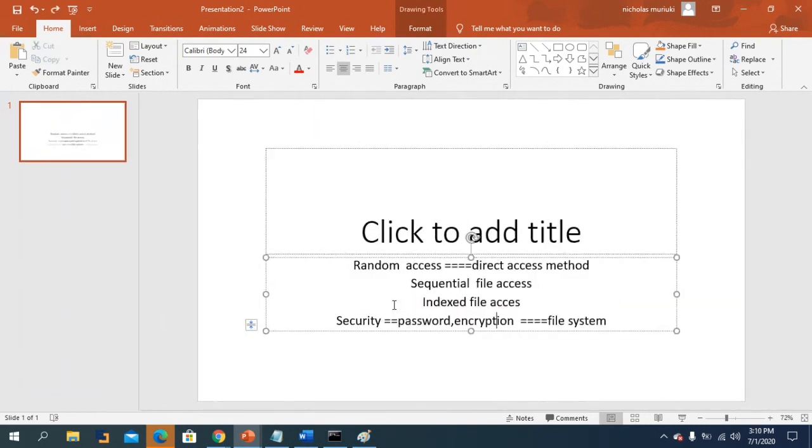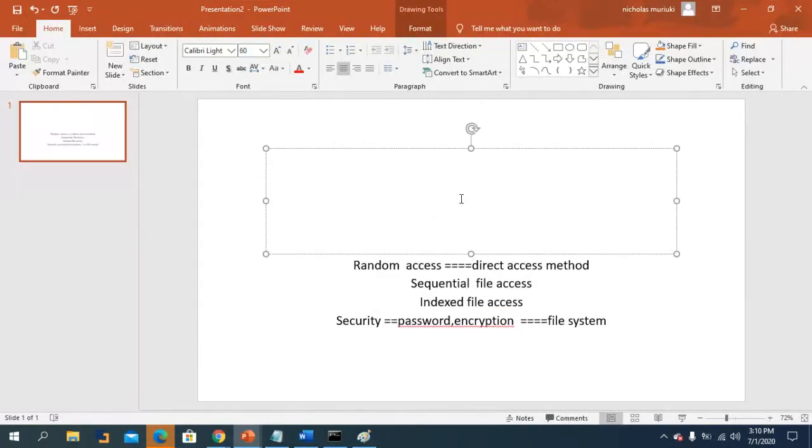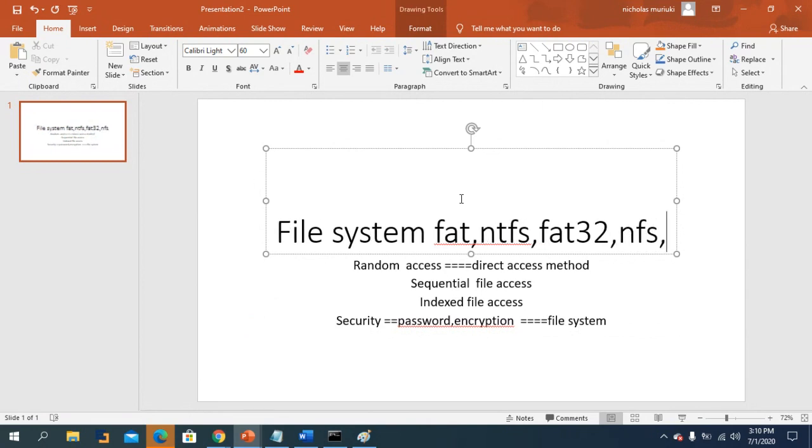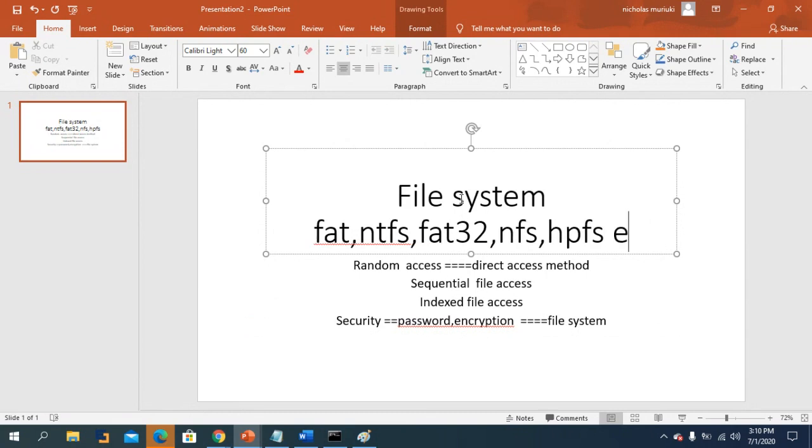You can change the mode of communication when you're using these files that you are having. You can provide file security at directory level. You can provide it on different files that you are having. And in this case, if you look at this aspect of file systems, one of them is what you call FAT. We use FAT. Maybe we use NTFS as a file system. We use FAT32. We can use NFS. We can use HPFS and many others that we can use.